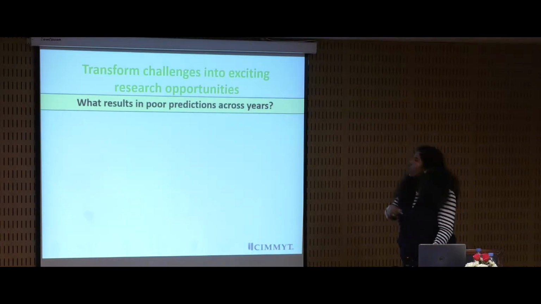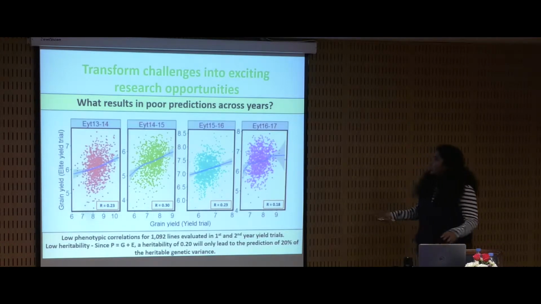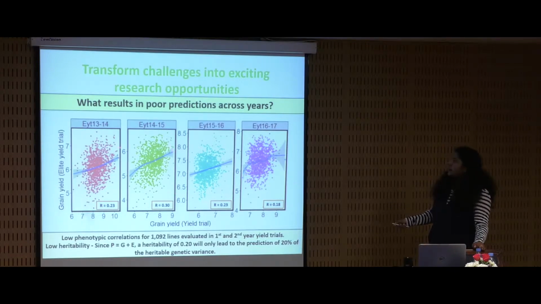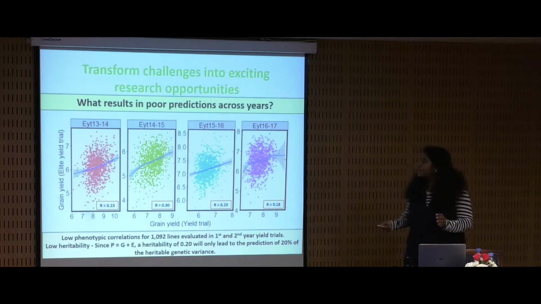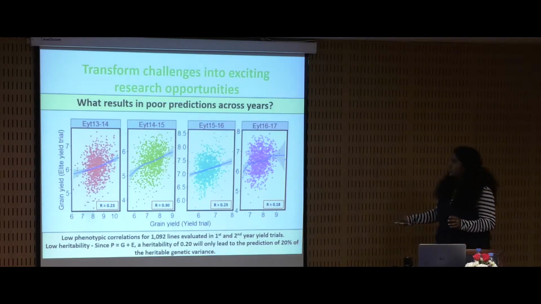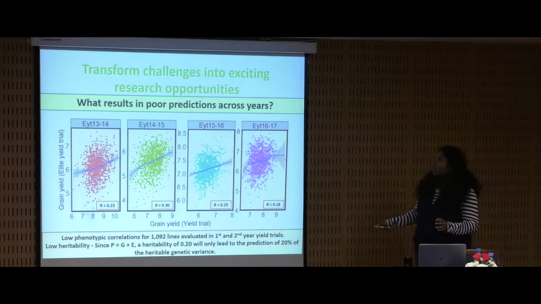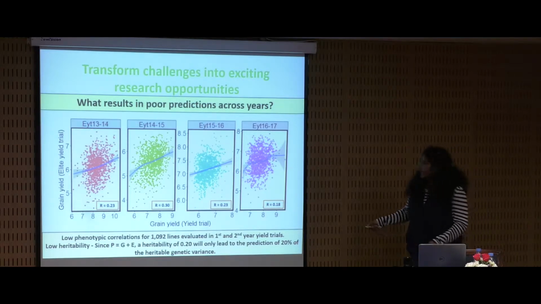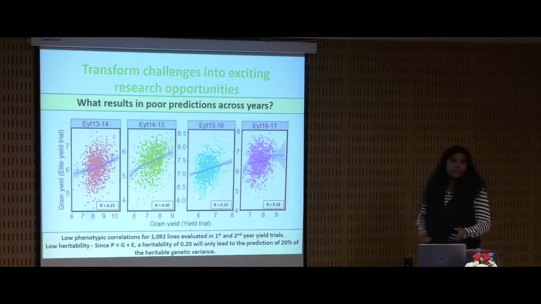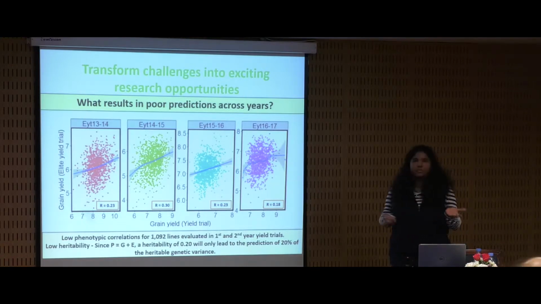data. And so one thing I looked at, so what is causing these poor predictions across years? And when you look at this figure, these are 1,000 lines that are common in the first year and second year yield trials. And these 4 different panels here show different nurseries. And as you can see, these are just phenotypic correlations. And if you look at them across years, they are very low. So they can range from 0.2, 0.3.